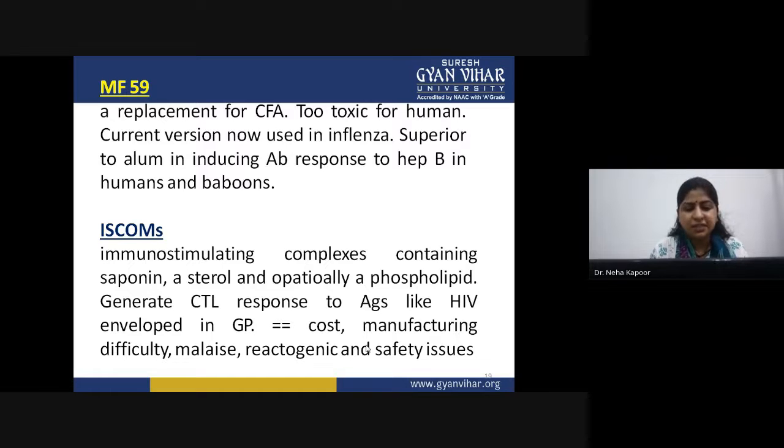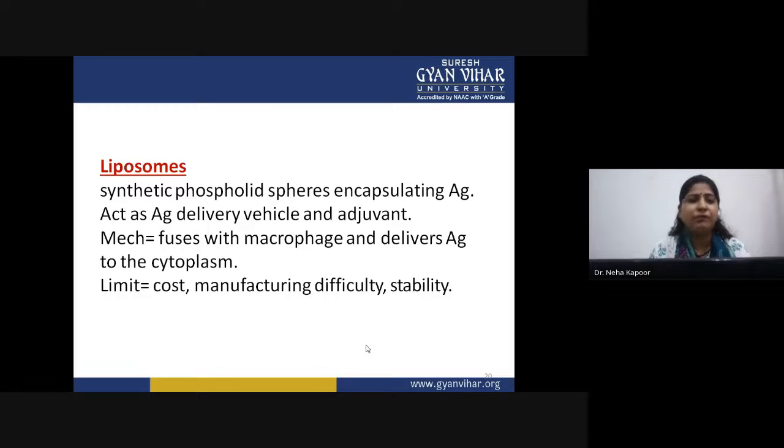Another example is ISCOM, that is immunostimulating complexes containing saponins, a sterol, or optionally a phospholipid. Basically, it mounts a strong cytotoxic T lymphocyte response against antigens like HIV, which is an enveloped virus. But the major limitations are cost, manufacturing difficulty, malaise, reactivity problems, and safety issues. These are a few complications that we normally observe across different adjuvants.